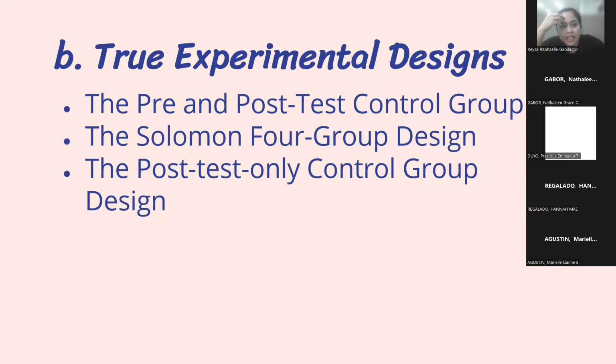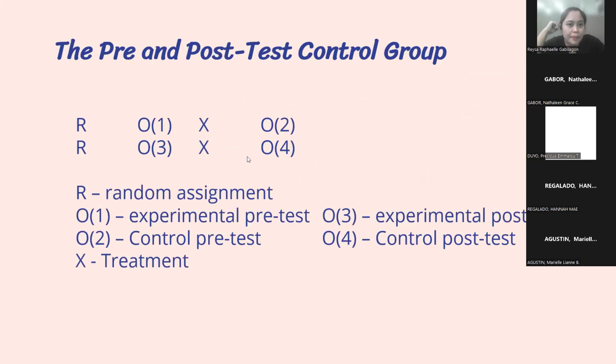Okay, so we only have 3 here for our true experimental research design. We have the pre and post-test control group, Solomon 4 group design, the post-test only and the post-test control group design. Let's start with the pre and post-test control group. So pwede kang may dalawang grupo dito, pwede din namang tatlo if you want to add a negative control. What is new here, class, compared to the pre-experimental research design is this.